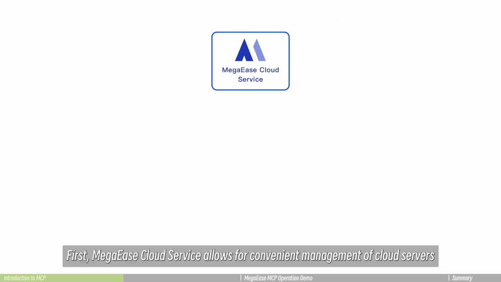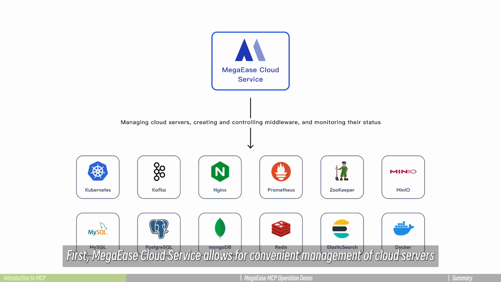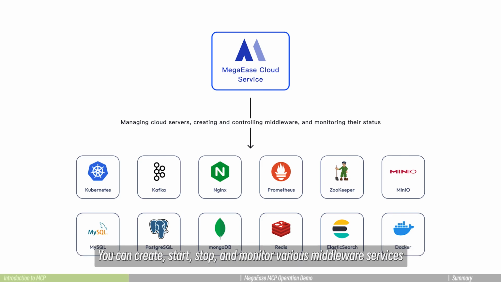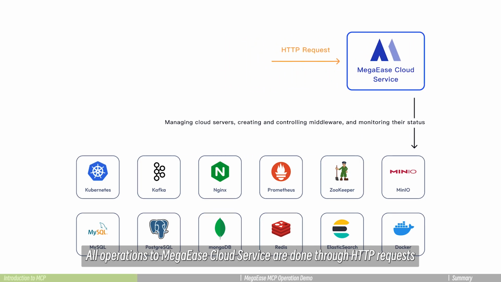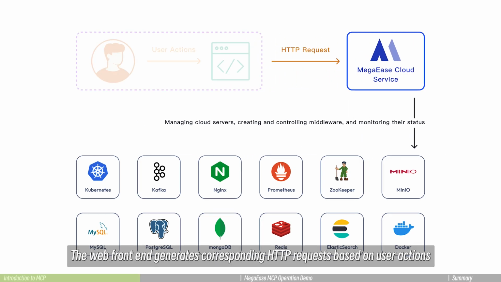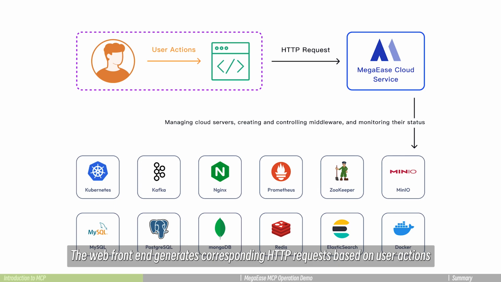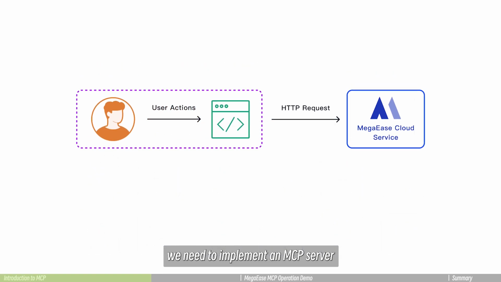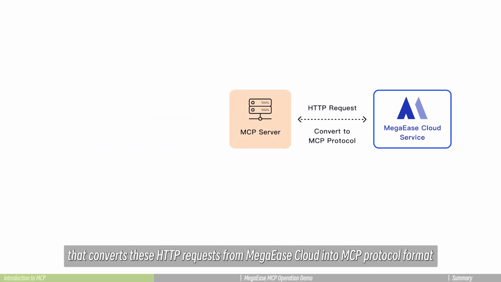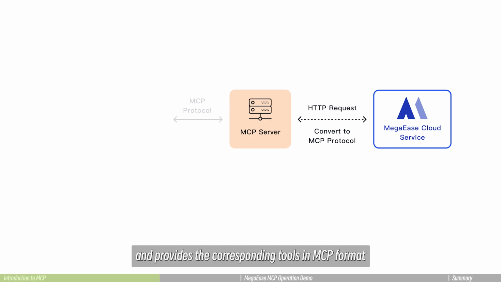First, MegaEase Cloud Service allows for convenient management of cloud servers. You can create, start, stop, and monitor various middleware services. All operations to MegaEase Cloud Service are done through HTTP requests. The web frontend generates corresponding HTTP requests based on user actions and sends them to MegaEase Cloud for execution. At this point, we need to implement an MCP server that converts these HTTP requests from MegaEase Cloud into MCP protocol format and provides the corresponding tools in MCP format.